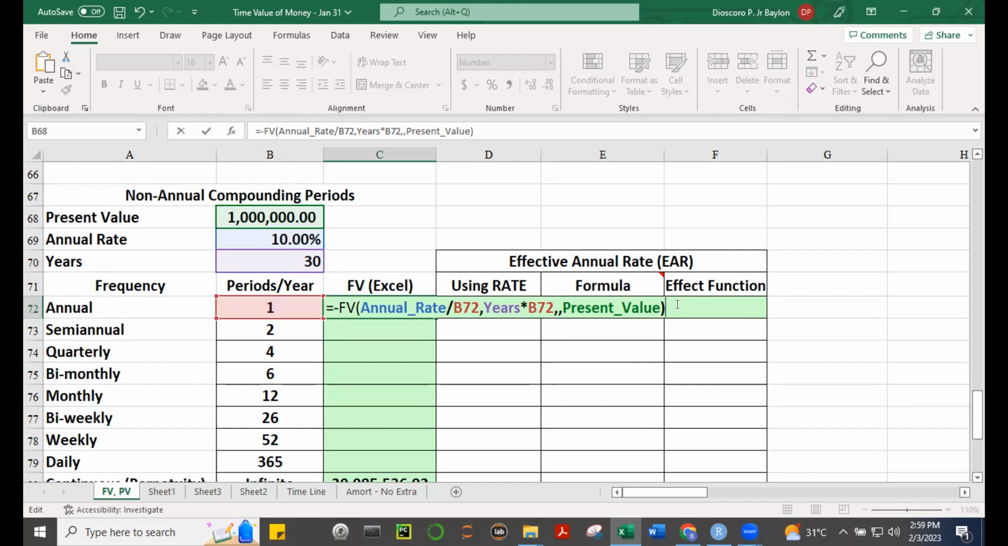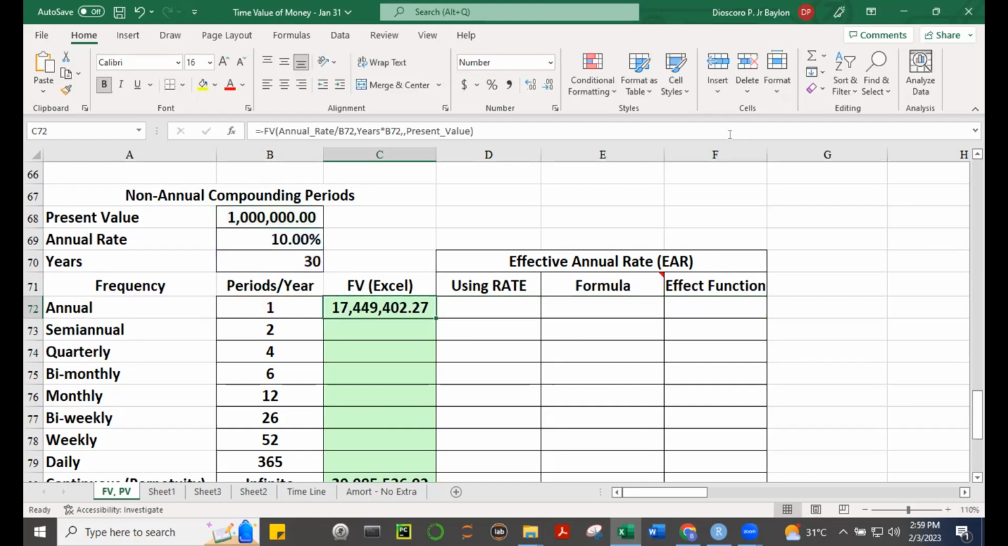Okay, so Control Enter. We have this. So your 1 million today, in 30 years time, earning at 10% interest compounded annually, will be 17 million 449.